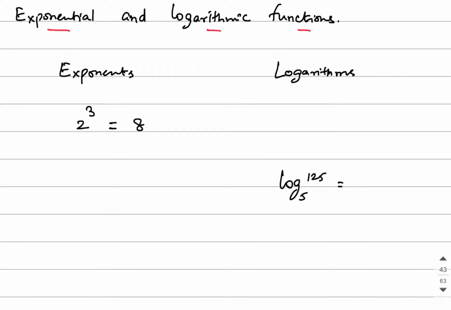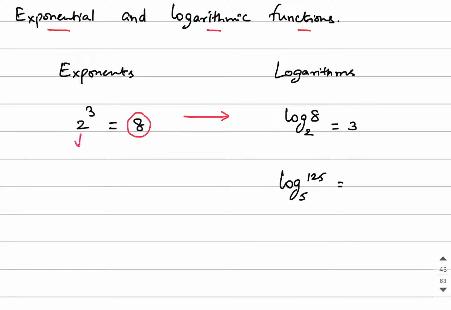Let's say there is an example like this. If someone asks you, 2 raised to the power 3 is going to give you 8, right? So exponent is like this. The same exponent, if someone says convert it into the logarithmic form, then observe it carefully. It is like this: log of 8 base 2 is equal to 3.